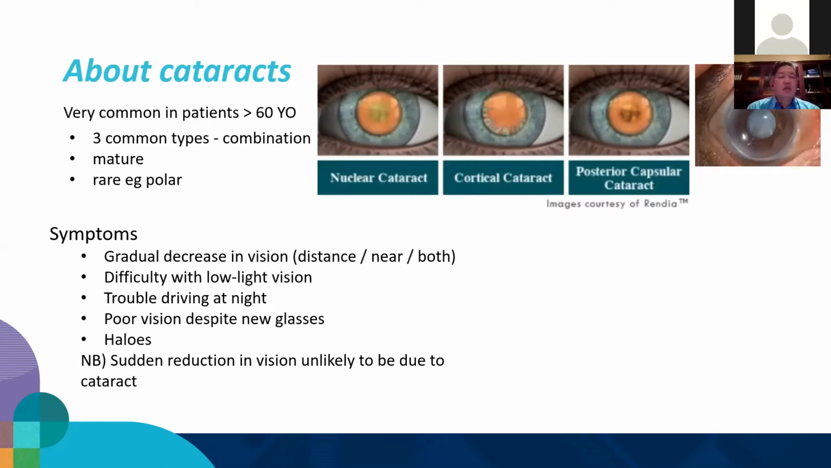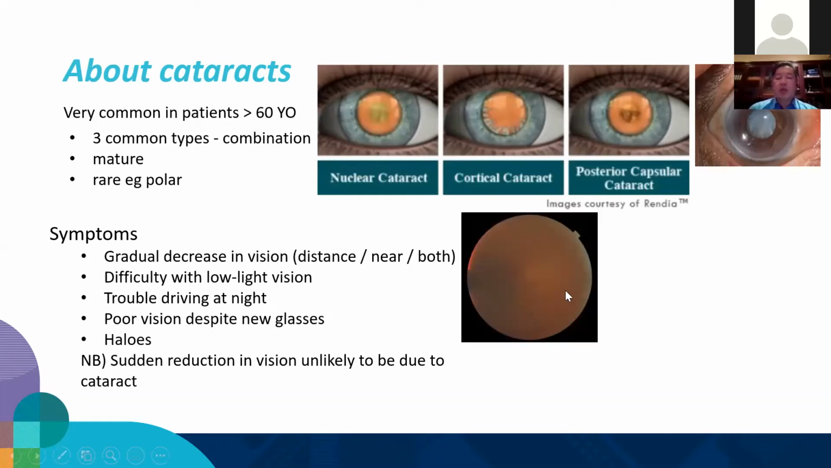So obviously the common symptoms that patients present with cataracts are a gradual decrease in the vision, whether it be for the distance, for near or for both, problems with low light vision, especially at night time, problems driving at night time. Or sometimes they think it's a glasses problem, they get their glasses changed and things work for a little bit and then things get worse. Or sometimes you see halos around lights. If a patient does present with a sudden reduction in vision, it is unlikely to be due to a cataract, although it does happen from time to time.